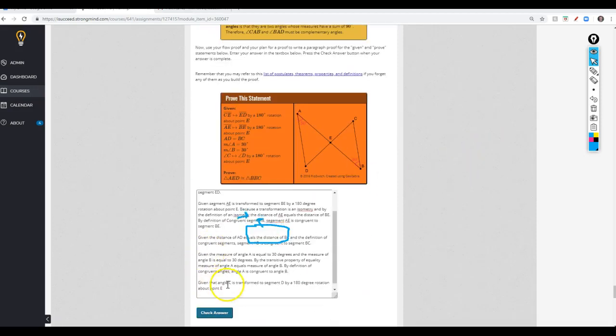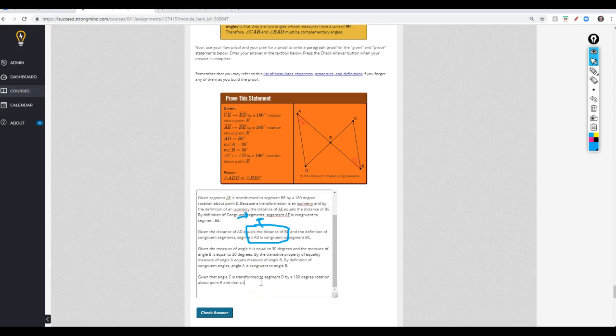So, there, period. And given that angle C is transformed to segment D, and that a transformation is an isometry, by the definition of an isometry, the measure of angle C is equal to the measure of angle D.